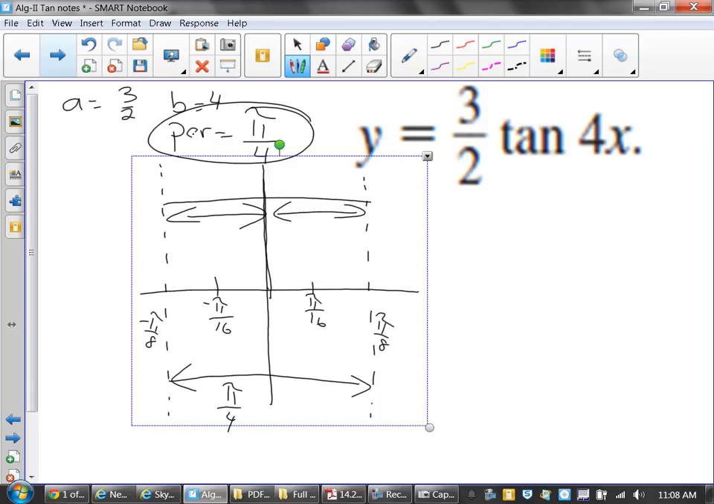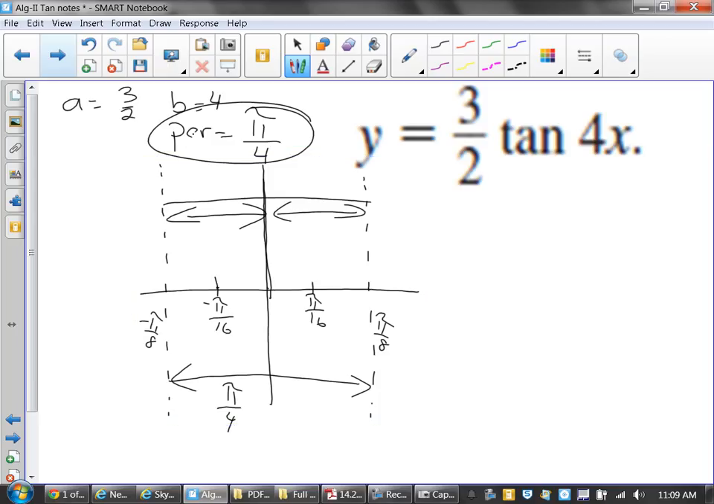So your asymptotes will always be half of the period? Yep. So the whole thing together is pi over 4. Yes. And the other part here is these breakpoints.